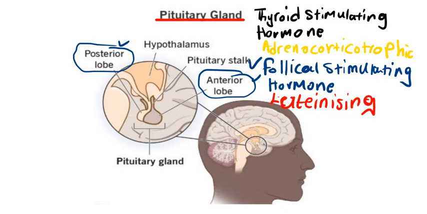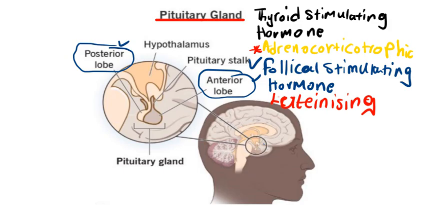Now we have what we call the adrenocorticotropic hormone. The adrenocorticotropic hormone is the one which is responsible to stimulate the adrenal cortex to secrete hormones. These hormones are known as cortisol. They play many functions in the body of the human being. Some of these functions are in stress.